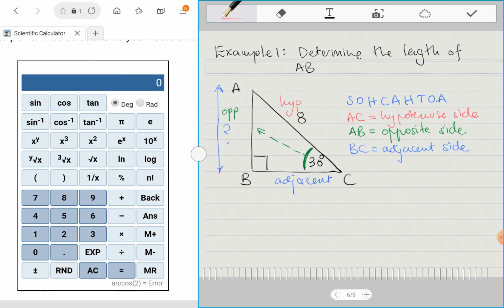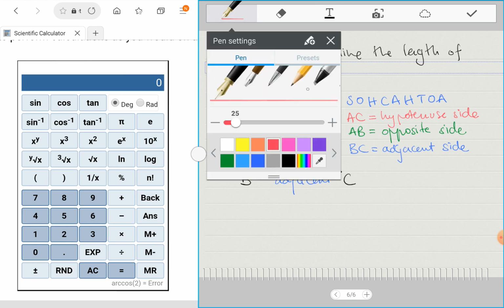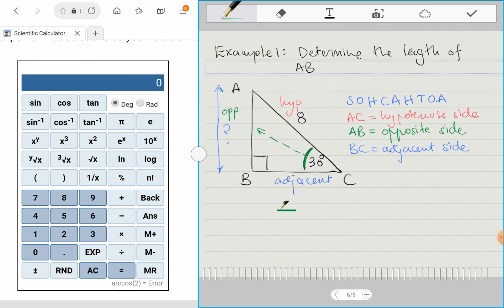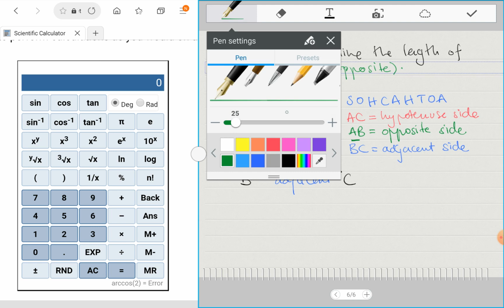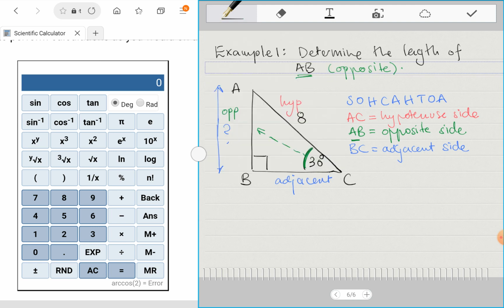Look, they've asked us for side AB. AB is our opposite side, so they want the length of the opposite side. Let's look at what we've been given: the hypotenuse side. If we look at SOHCAHTOA, we've got the hypotenuse there, so we've limited it to either sine or cosine. We can delete tangent because we're not using that one.